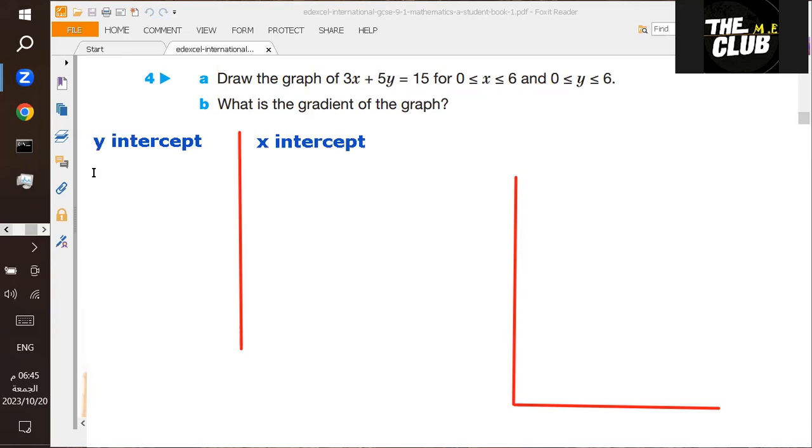To find the y-intercept, you say that x equals 0. And to find the x-intercept, it's the opposite, I'm sorry, so y equals 0. By doing this, you take x equals 0 and substitute it in the equation. So the equation is going to be like this: 3 multiplied by 0, which is the x, and the equation continues as normal, plus 5y equals 15.